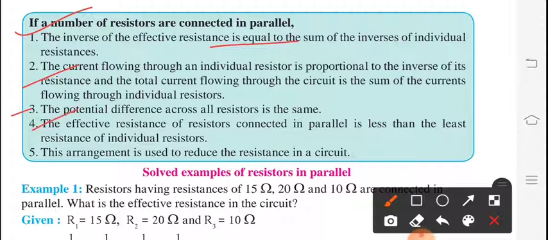The effective resistance of resistors connected in parallel is less than the least resistance of the individual resistors. This arrangement is used to reduce the resistance in a circuit. With the series condition, we use that arrangement to increase the resistance, but the parallel arrangement in a circuit is used to reduce the resistance.